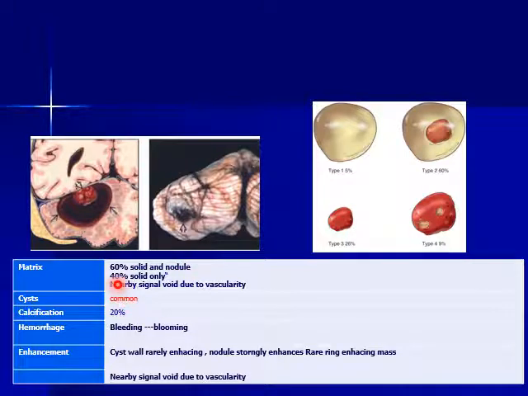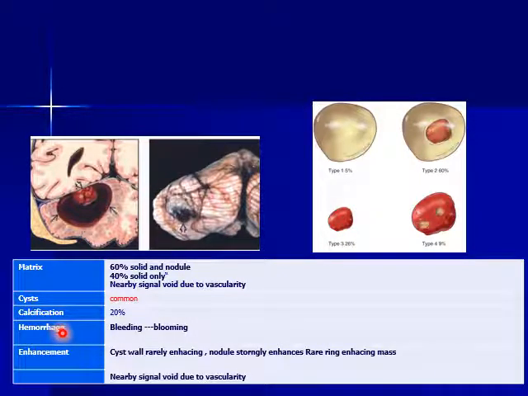The matrix is usually solid and nodule, as we have described, but it can also start as just solid, in 40% to 60%, or solid and nodule and cyst, and sometimes we can see it as just cyst like this. So these diagrams are more or less describing the different patterns of presentation of hemangioblastomas.